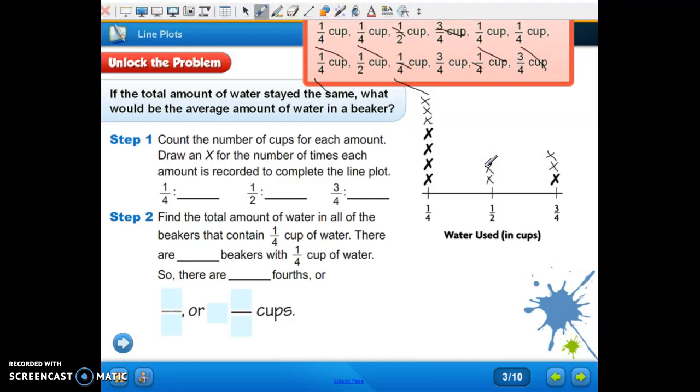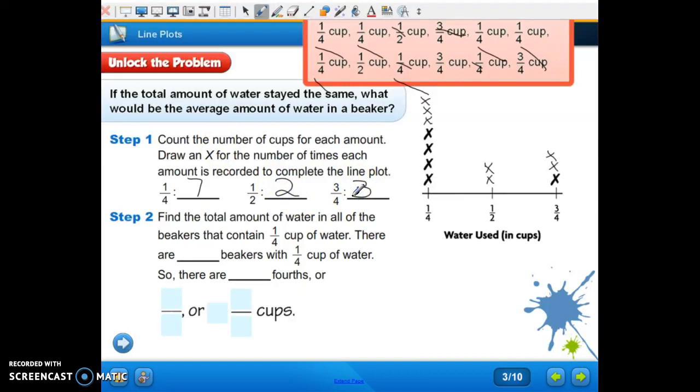So it says, count the number of cups for each amount. Draw an X for the number of times each amount is recorded to complete the line plot. They want to know first how many 1/4 cups are there. Well, there were 4, and we added 3 more, so there are 7 1/4 cups. How many 1/2 cups? 2. And how many 3/4 cups? 3. Okay.